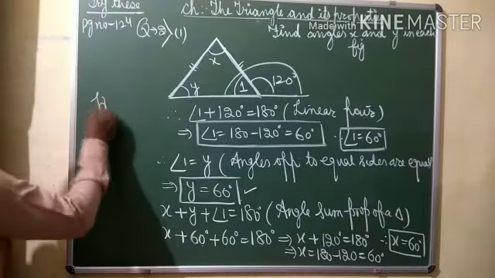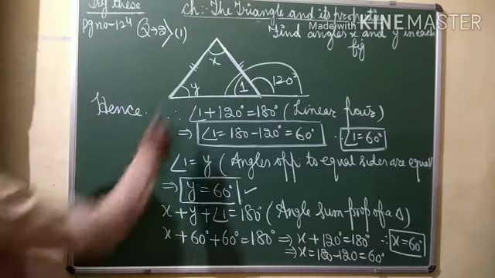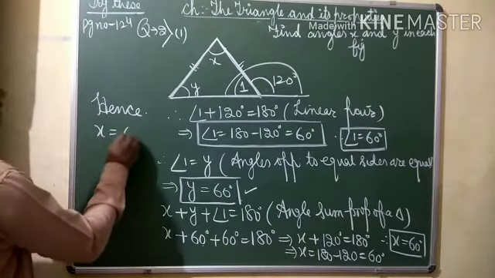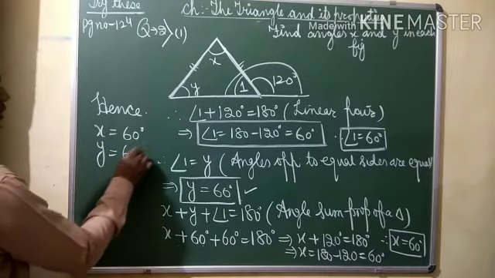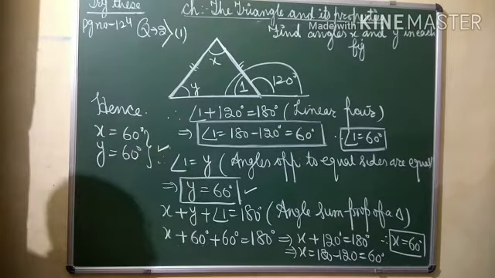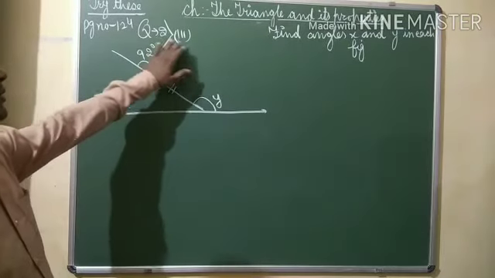Hence, required measure of angle x is equal to 60 degree, and required measure of angle y will also be equal to 60 degree. Next is question number 2, part 3.